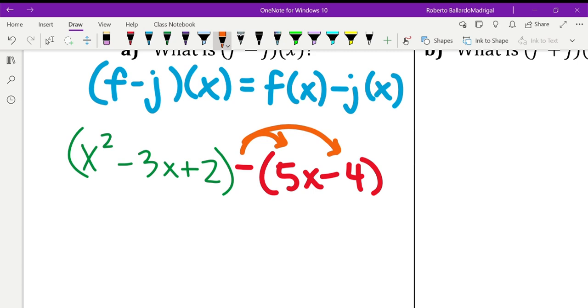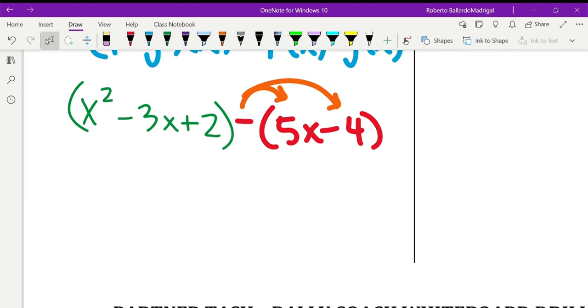So go ahead and write that down. If I am distributing a negative, what am I going to get? Let's start with the first function. So that's x squared minus 3x plus 2. That doesn't change. What does this become? First term, 5x. Is that going to stay as 5x? What's it going to become? Negative 5x. Very good. So we have negative 5x. What about negative 4? If I multiply negative 4 with a negative 1, does it stay as negative 4? No. What does it become? Positive. Why? Because a negative times a negative makes a positive.